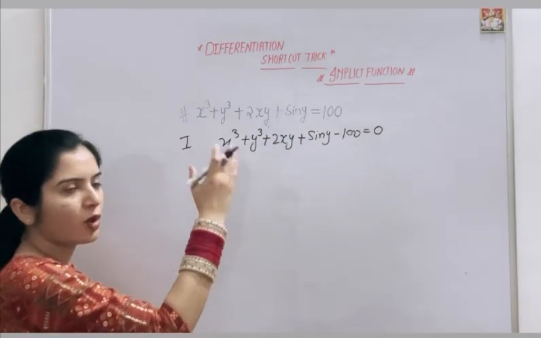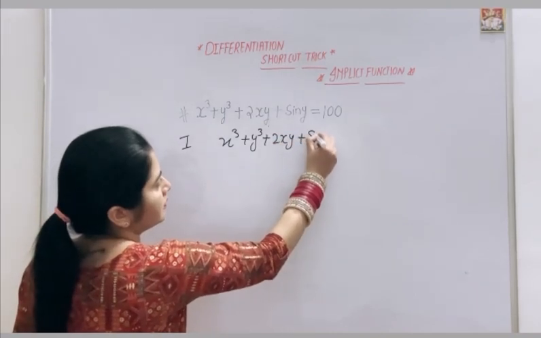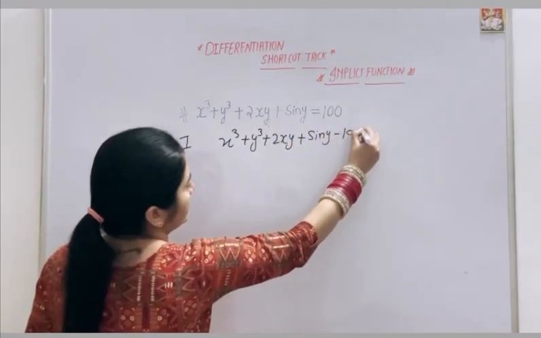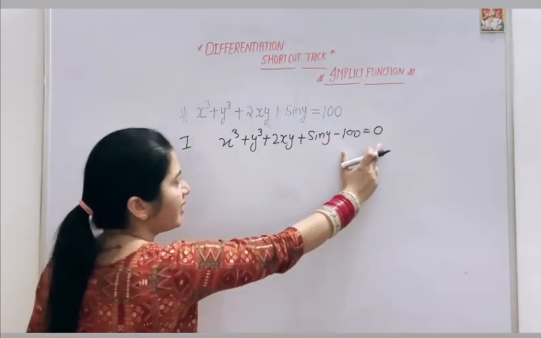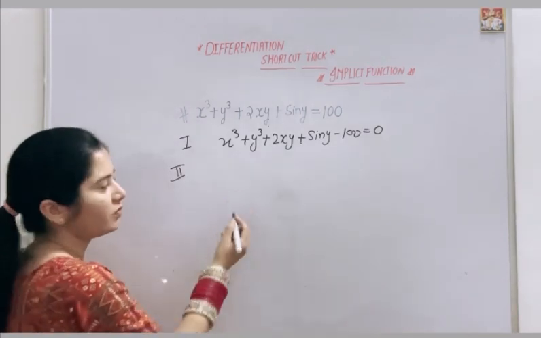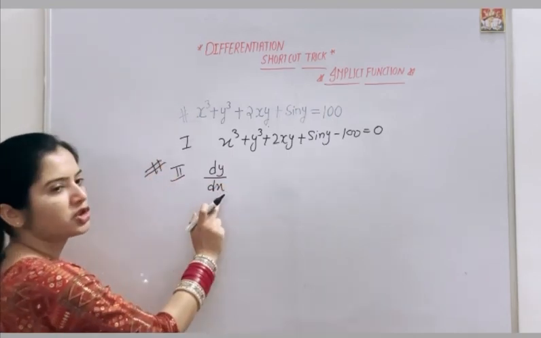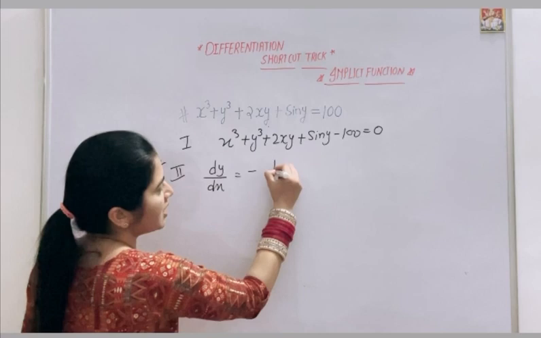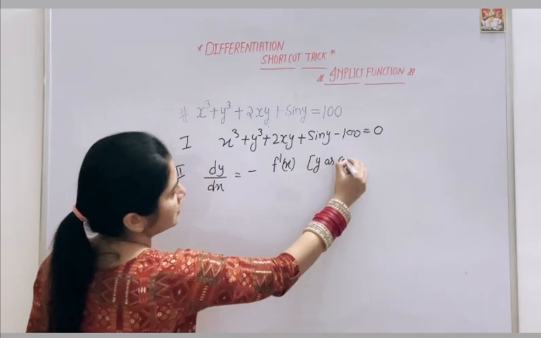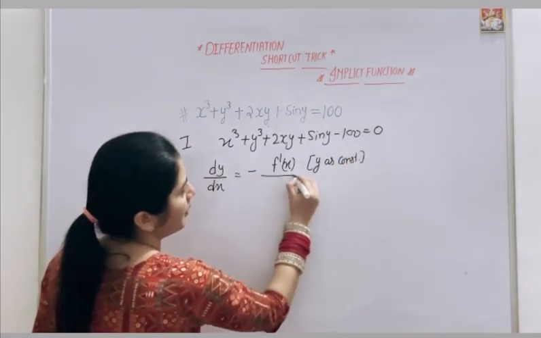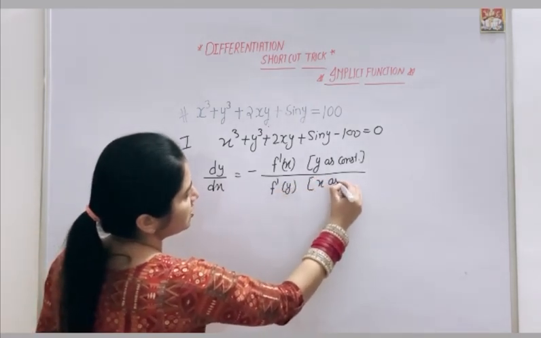Step 1, shift all the terms to the left side, 0 on the right side. Step 2, derivative, by using this shortcut formula, which is minus derivative with respect to x, taking y as constant, upon derivative with respect to y, taking x as constant.